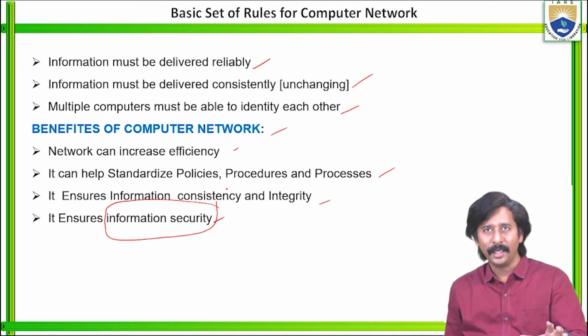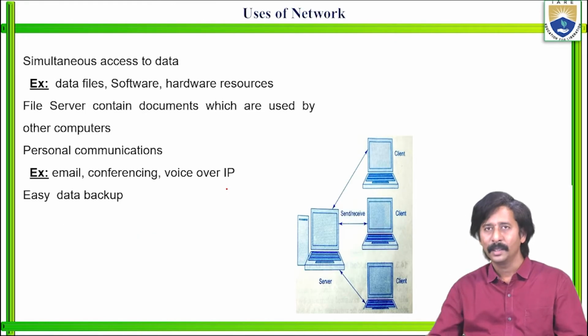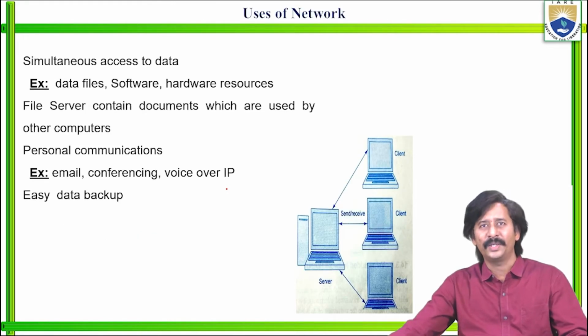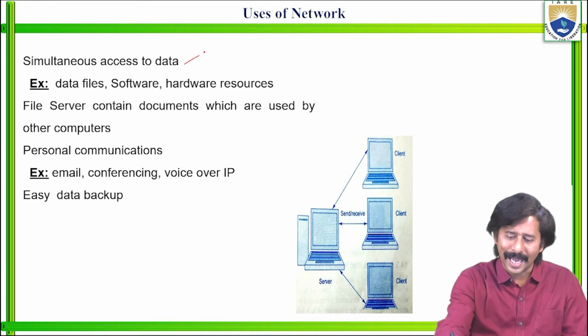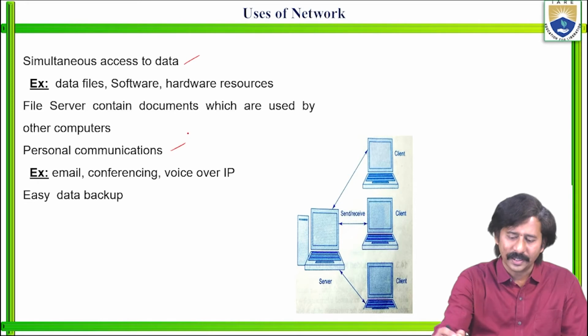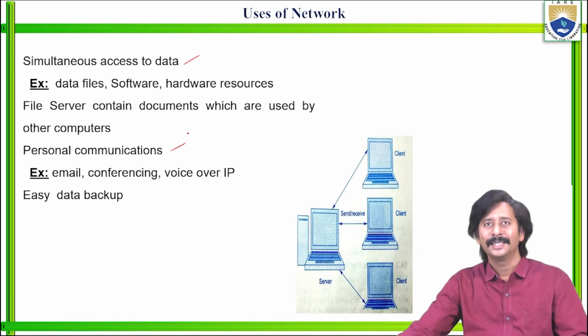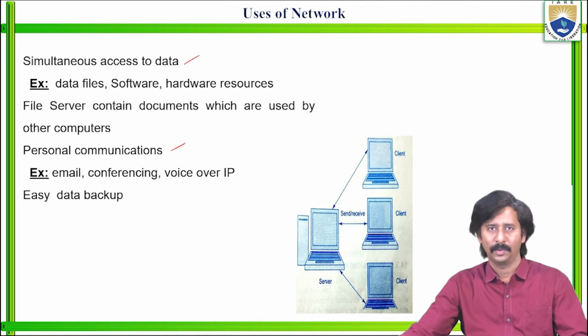So in this slide, we discussed the basic set of rules for computer networks and the various benefits of computer networks. Then, what are the uses of network? First one is simultaneous access to data. Second one is personal communications. Simultaneous access to data, how is it possible? Only with the help of the network.